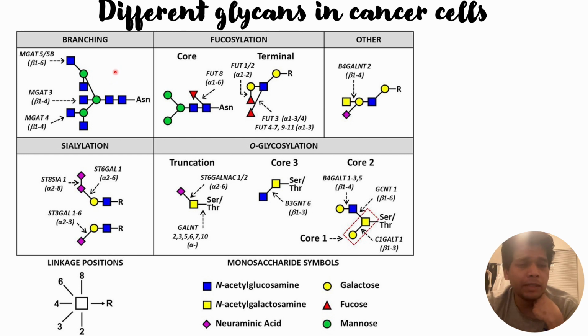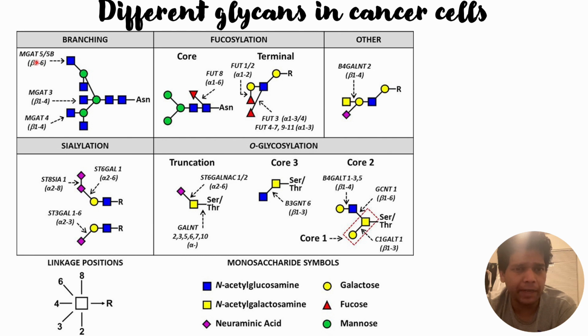And one of the common changes that are found in the N-glycans of cancerous cells is the aberrant, or abnormal, branching of the N-linked glycosylation. There are different glycotransferase genes that could be responsible for this extended branching of the N-linked glycans in cancerous cells, and some of them are mentioned here.